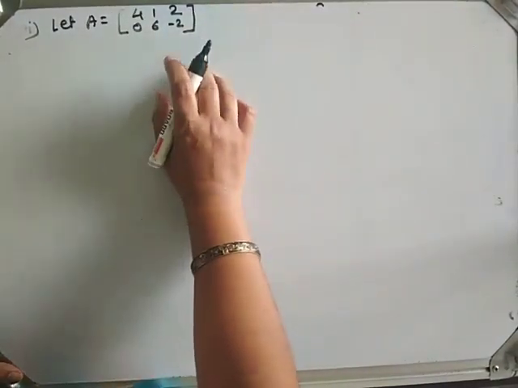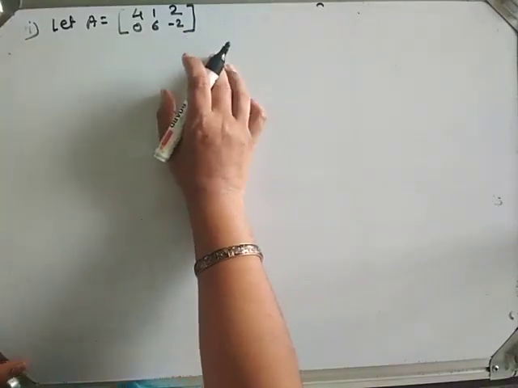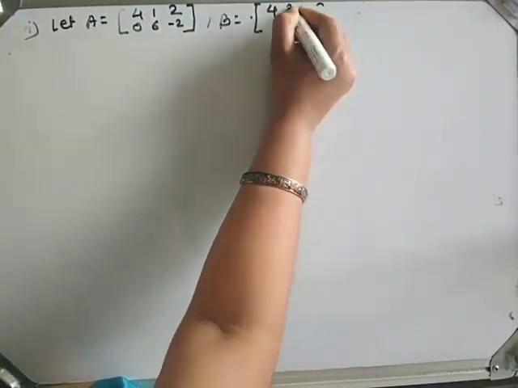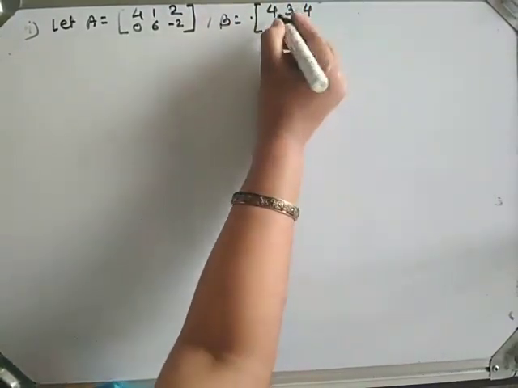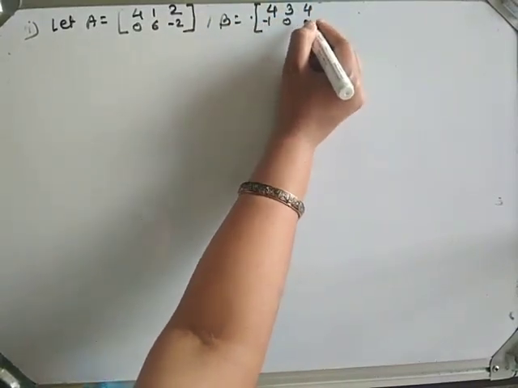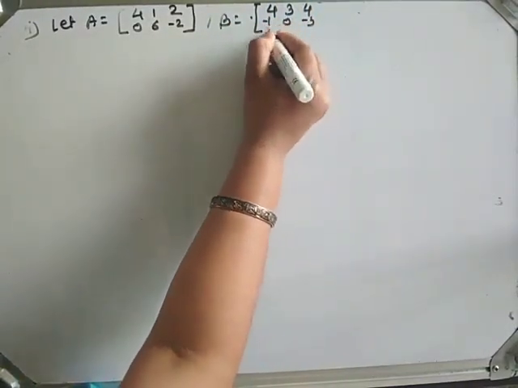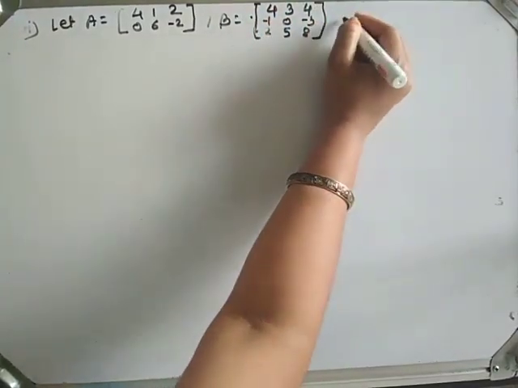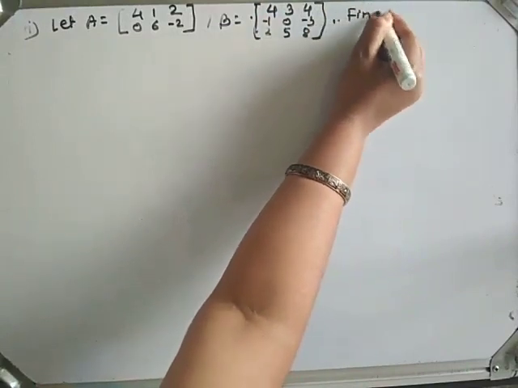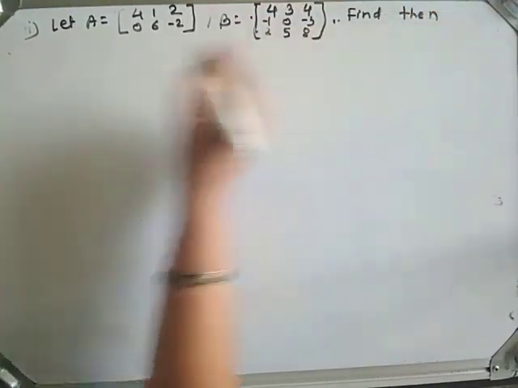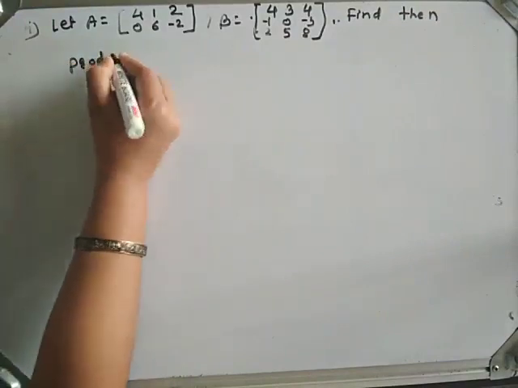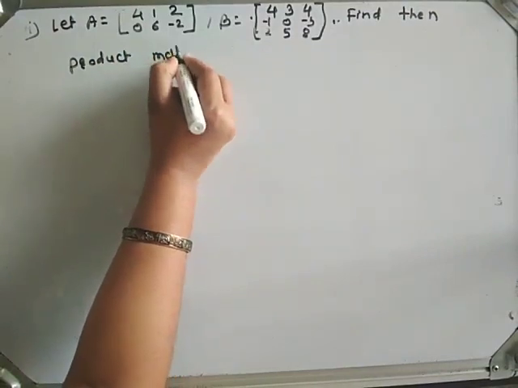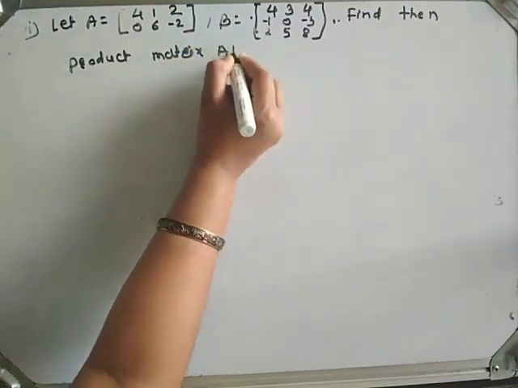A is equals to matrix 4 1 2 0 6 minus 2. B is equals to 4 3 4 minus 1 0 minus 3 2 5 8. Find the product matrix AB.